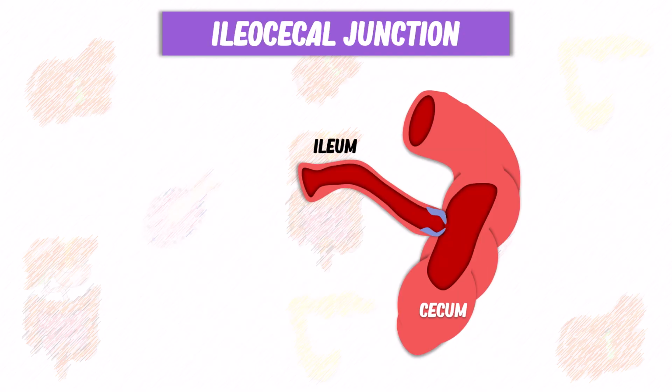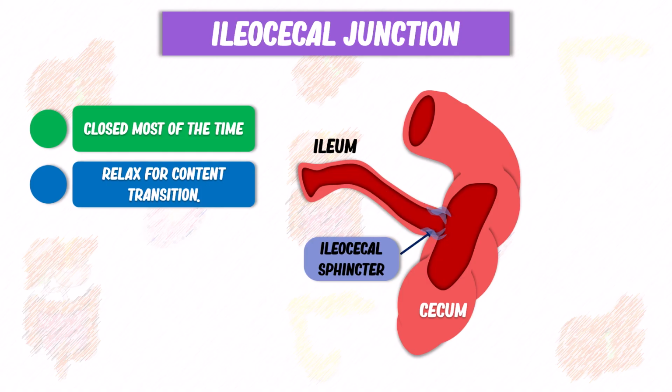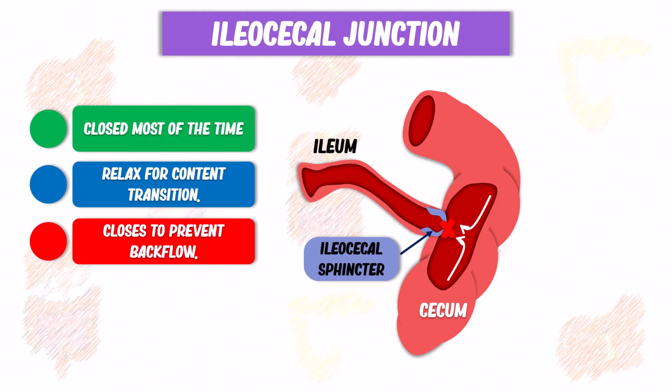The junction between the ileum and the cecum is regulated by the ileocecal sphincter. This sphincter remains closed most of the time, preventing the contents of the large intestine from flowing back into the small intestine. When the contents need to pass from the ileum to the cecum, the sphincter relaxes. However, once the large intestine begins its movements, the sphincter closes again to prevent reflux.